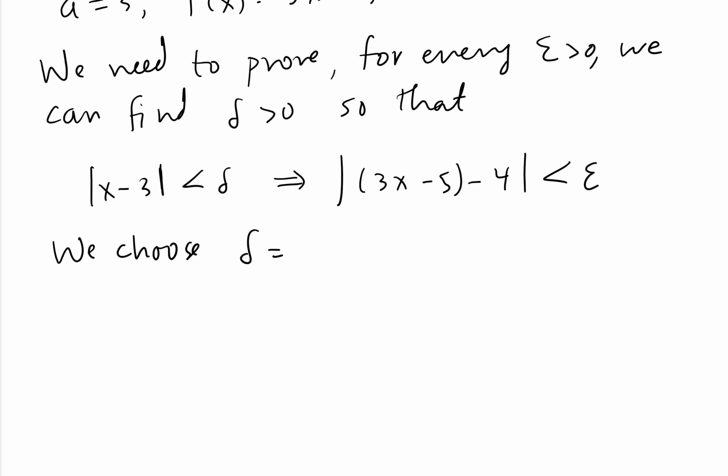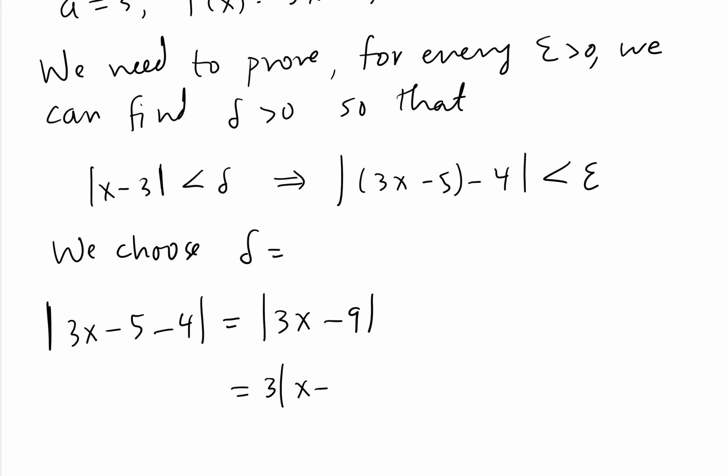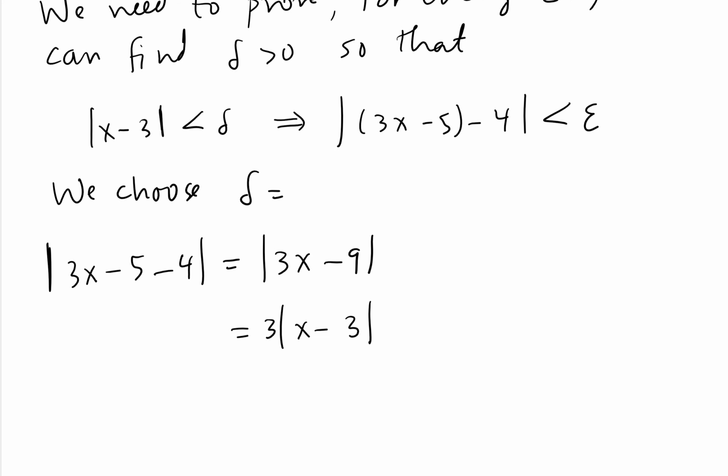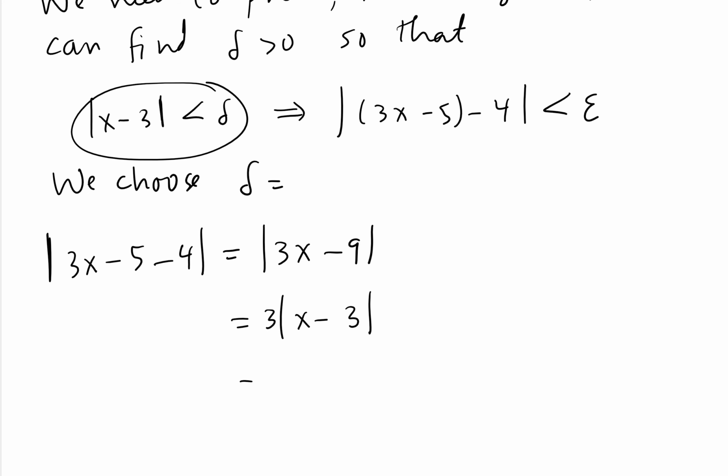And start with that big parentheses, absolute value, 3x minus 5 minus 4 equals 3x minus 9. Factor a 3 out. But the absolute value of x minus 3 is less than delta. But what is delta? Delta should be epsilon over 3. So you put epsilon over 3 there, and that would give us what we need.